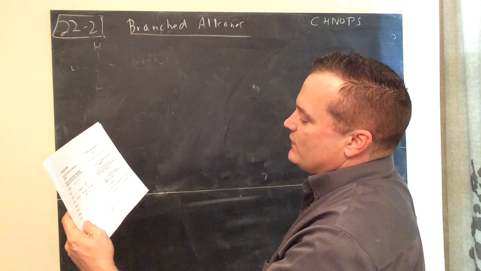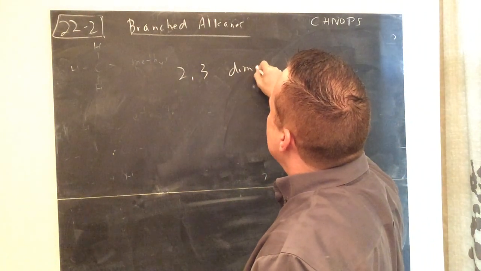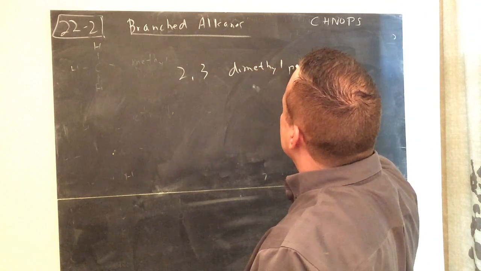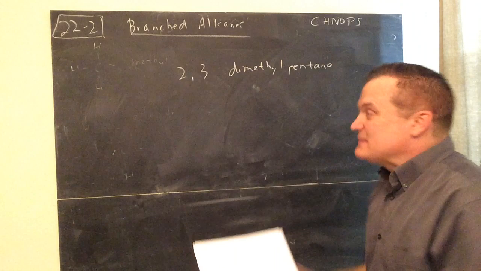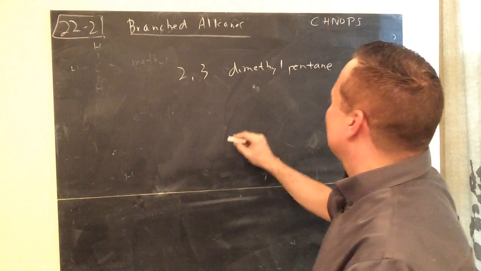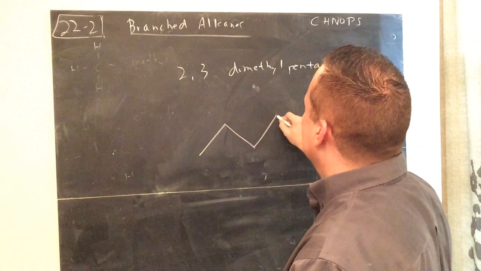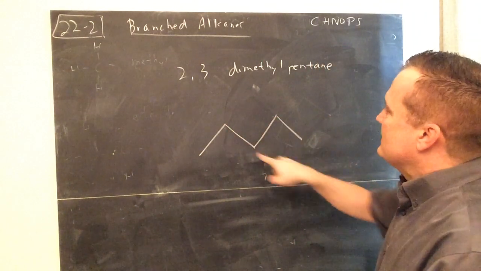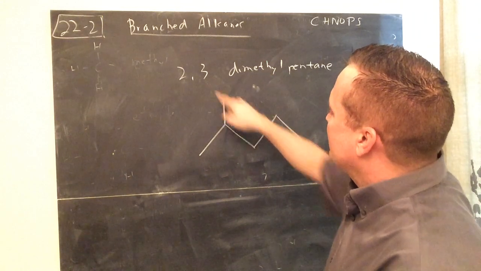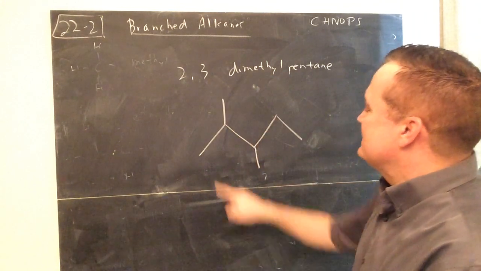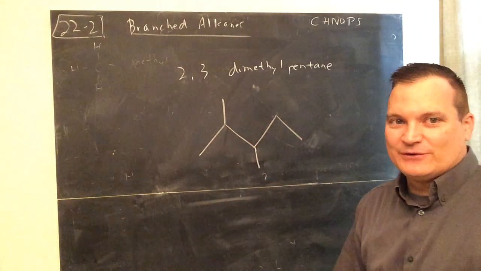Just draw 2,3-dimethylpentane. Now this was thought through. Now, I did notice there could be some mistakes in here, and I'll catch them hopefully right here. But pentane is 1, 2, 3, 4, 5. Then on carbon number 2, I put a methyl, and on carbon number 3, I put a methyl. So there it is. 1, 2, 3, 4, 5, 2,3-dimethylpentane. It would look like that.